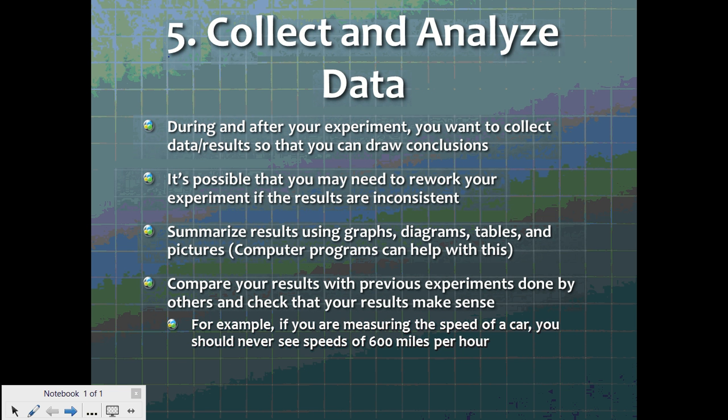Summarize results using graphs, diagrams, tables, and pictures. Computer programs can help with this. Compare your results with previous experiments done by others and check that your results make sense. For example, if you're measuring the speed of a car, you should never see speeds of 600 miles an hour.